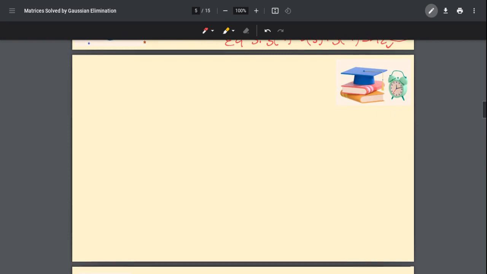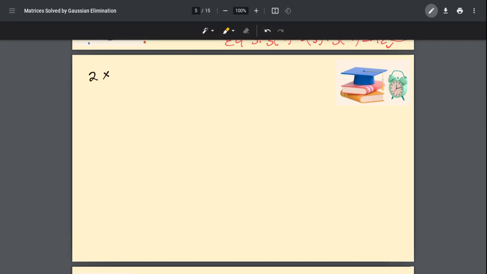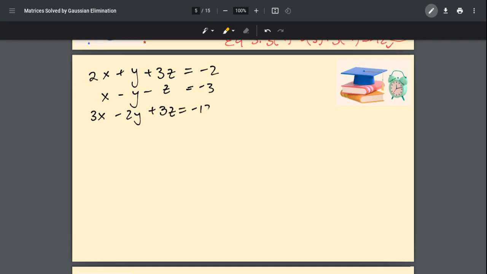Okay, so now there's another way to write it. I'm going to show you that very quickly here. Instead of having your 2x plus y plus 3z written like this, we are going to use an abbreviated way that allows us to focus just on the numbers. We're going to focus only on the numbers and disregard the variables. So this is what it would look like.